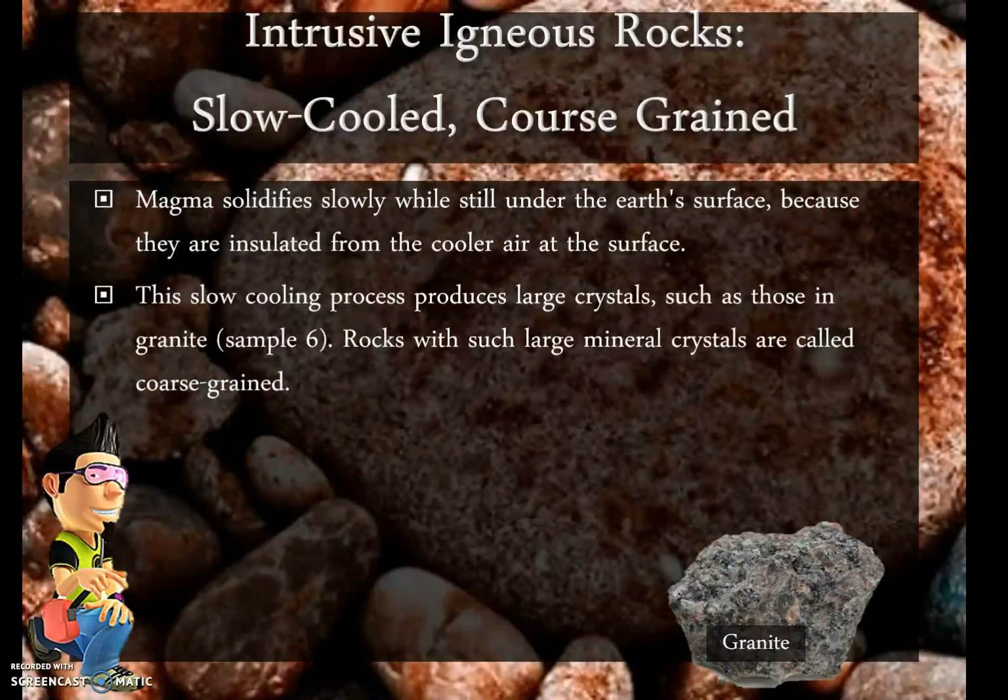So our first type of igneous rock is intrusive igneous rock, and that's what granite is. It is slow-cooled and coarse-grained. Magma that hardens underneath the Earth's surface has a slow cooling process. That's because it's hot under there and it's insulated from the air at the surface. So that slow cooling forms large grains or crystals that you might be able to visibly see, like in the granite. Rocks with large mineral crystals are called coarse-grained.